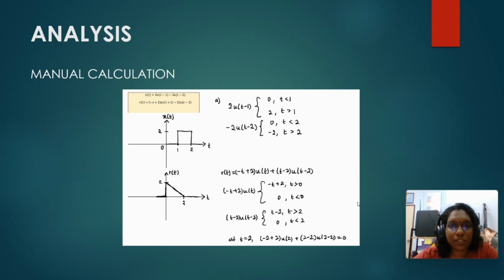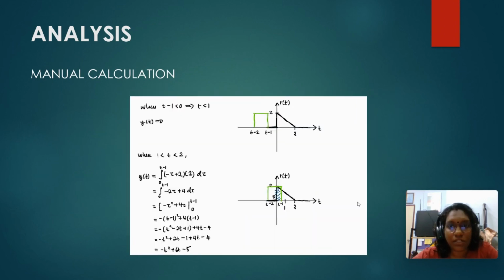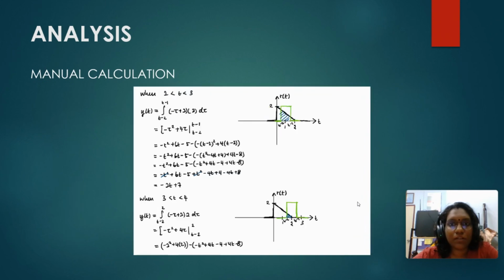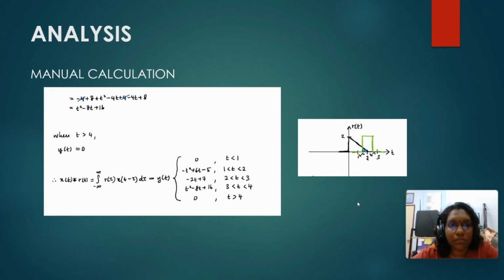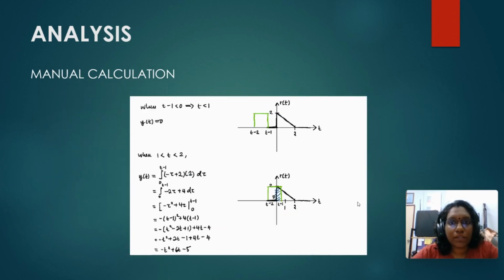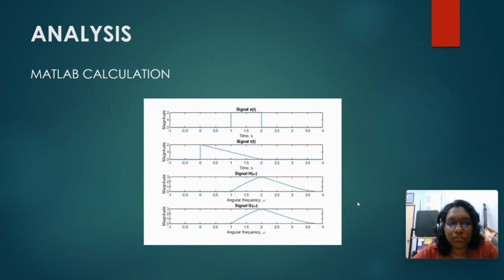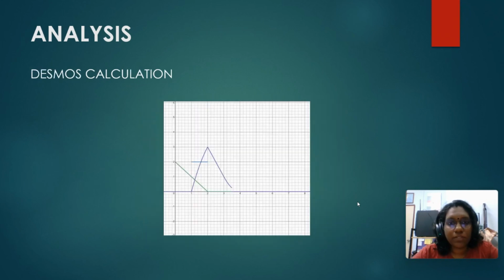This is the manual calculation of how we did the convolution, and the graphs are a square wave and a triangular wave. As you can see, we have also found y(t), and the final value is this. This is what we obtained in the MATLAB calculation: signals x(t), r(t), H(omega), and G(omega). If you compare r(t) and x(t), the graphs are almost similar. We also used decimals, and it is somewhat similar as well.